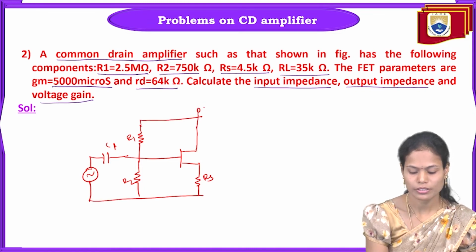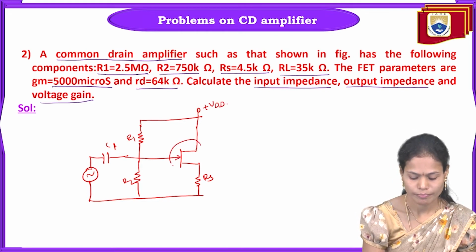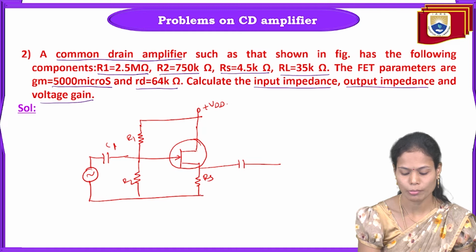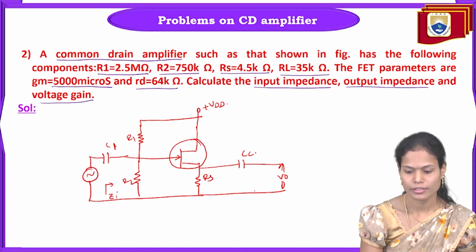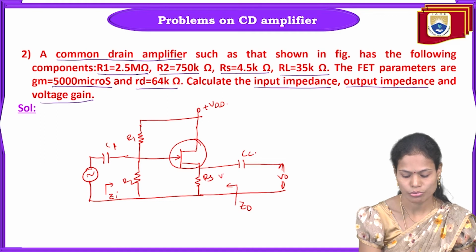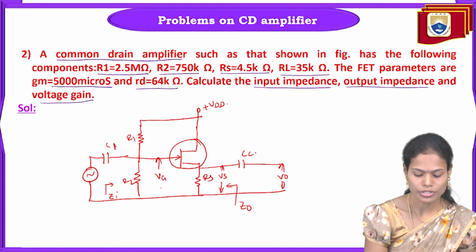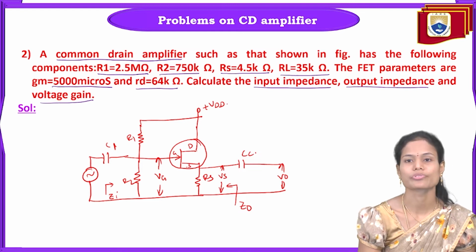Here we are giving the plus VDD supply, and the output we are taking across the source. Why? Because it is a common drain amplifier. This is CC here. The input impedance this side and the output impedance from this side we need to calculate, and here we also have the source voltage Vs across the source terminal and the gate voltage Vg across the gate terminal. This is the gate, drain and source terminals.